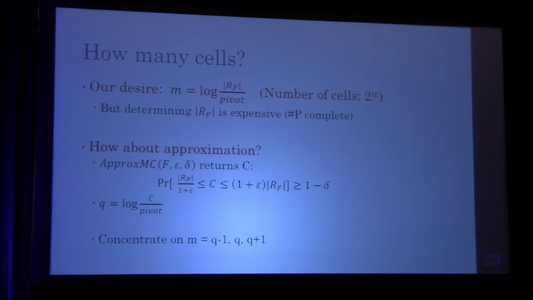suppose I could give an approximation to RF, then it suffices to concentrate on values of the number of cells close to this approximate value. So suppose I give an approximate count of RF as C, then we have to concentrate on q minus 1, q and q plus 1, where q is log of C by pivot. We ideally wanted log of RF by pivot, but if C is approximating RF, then all we have to do is concentrate around these three values of the number of cells.